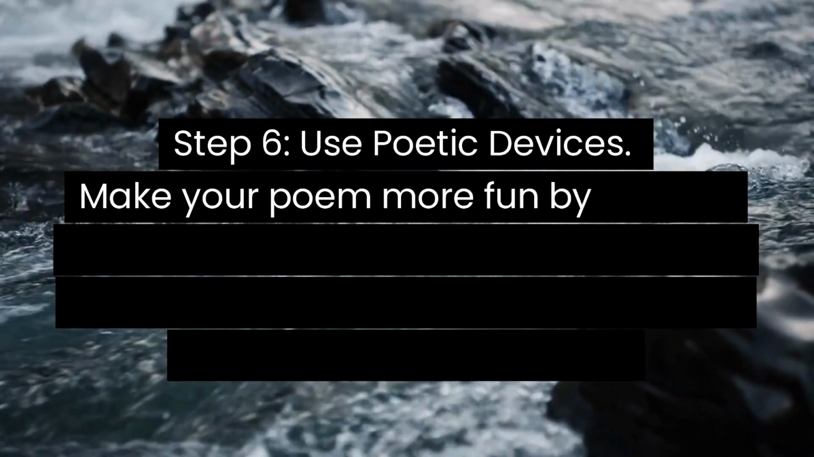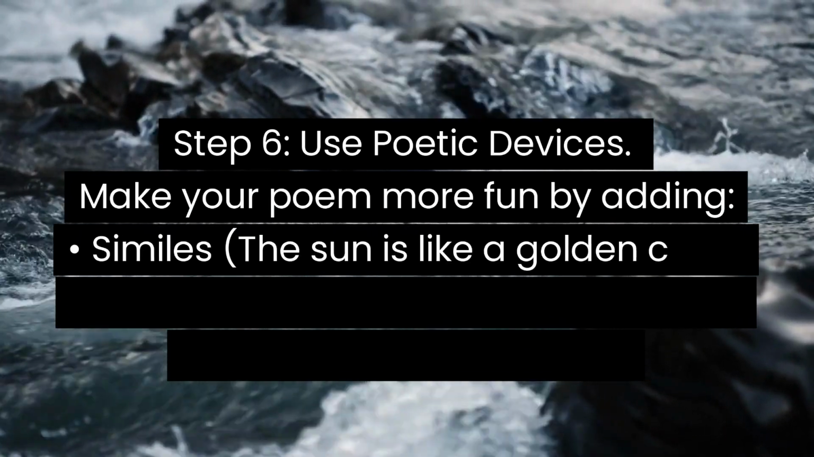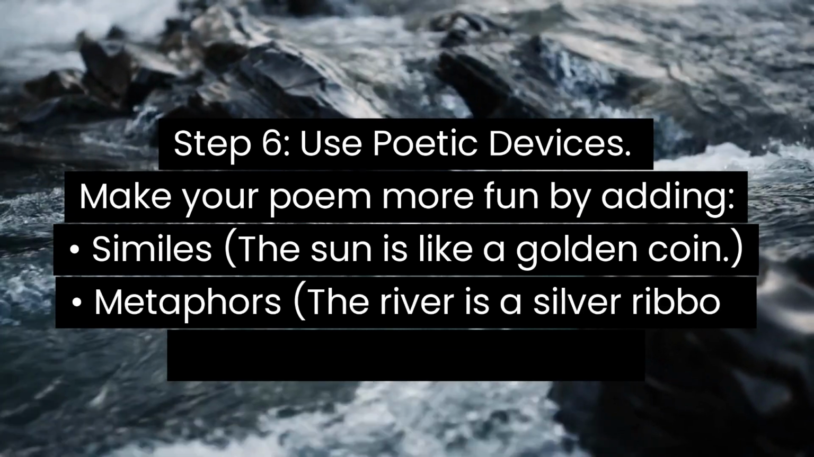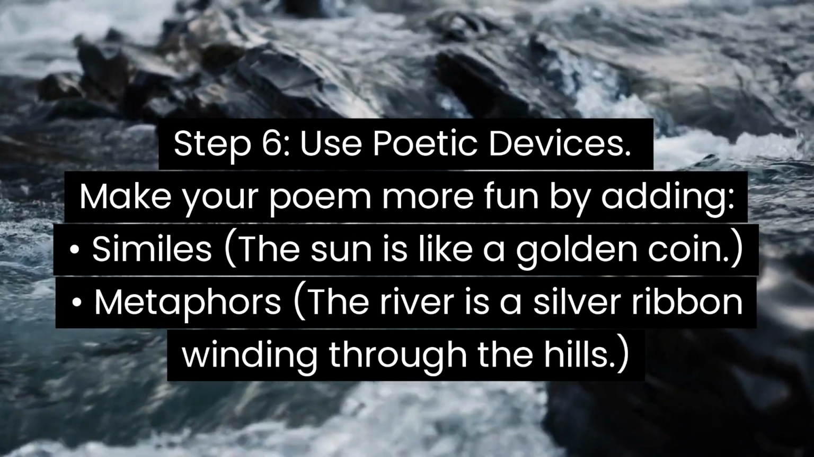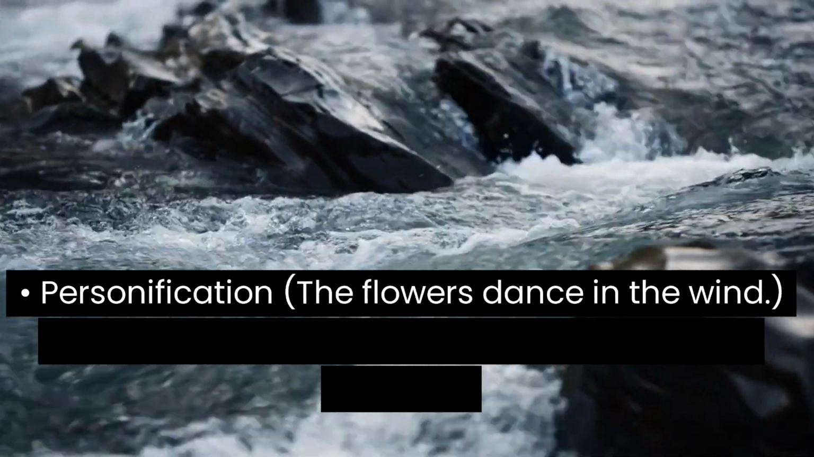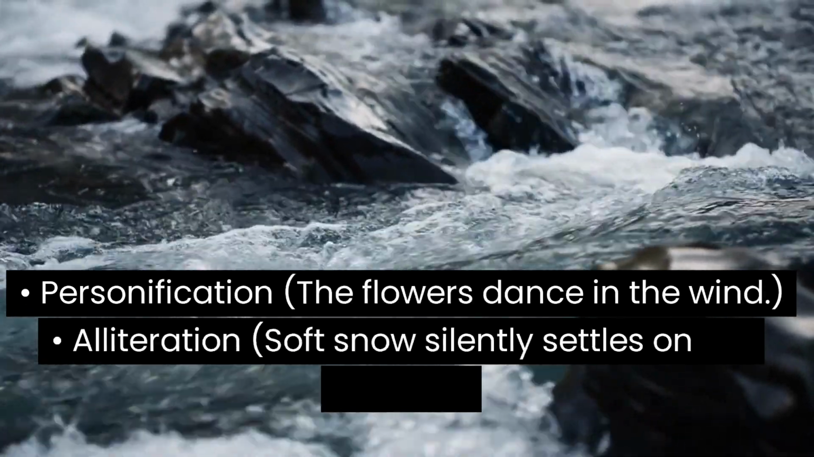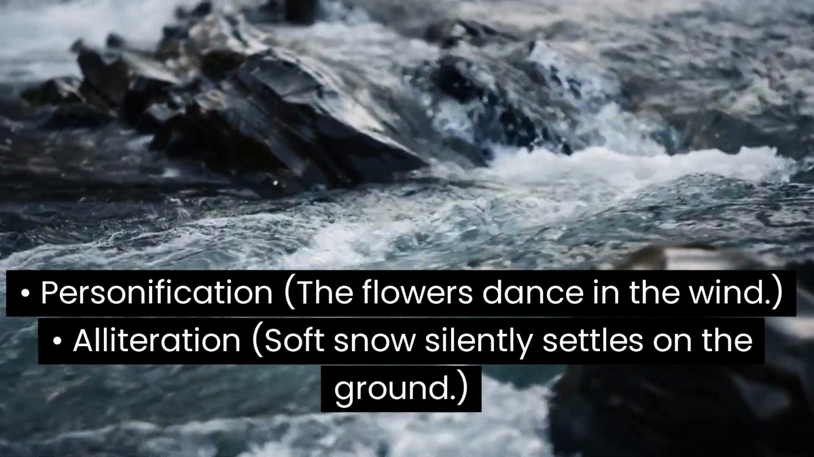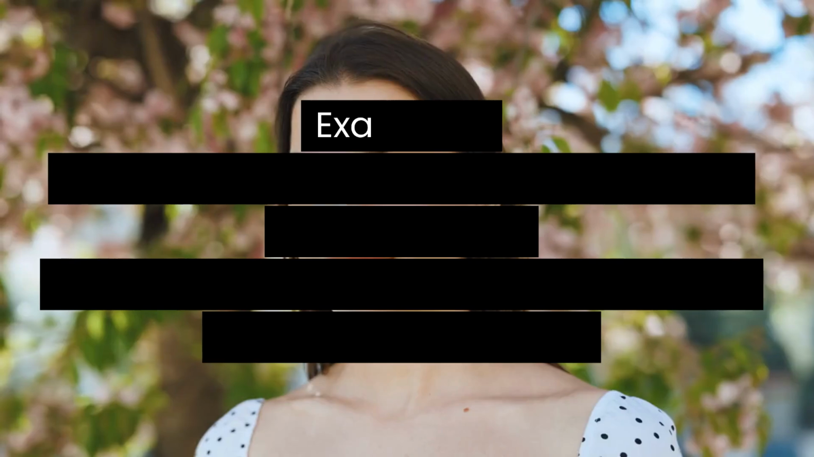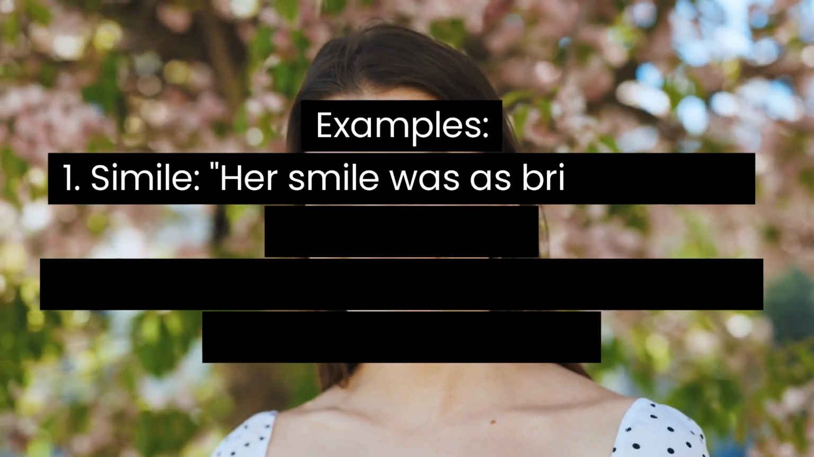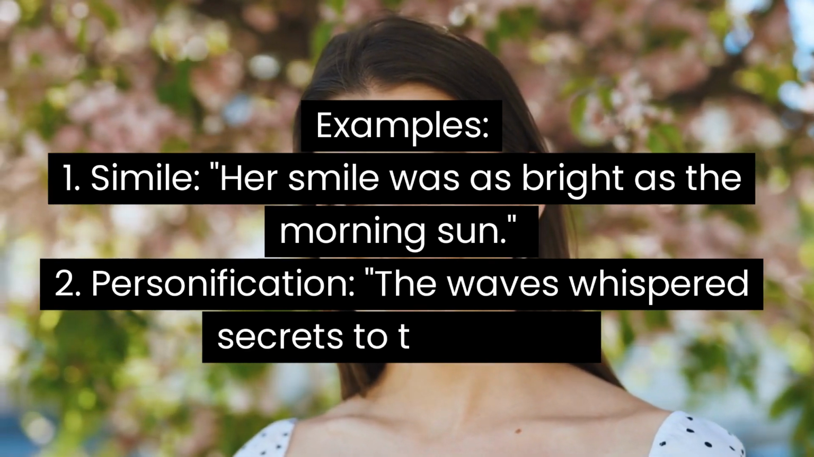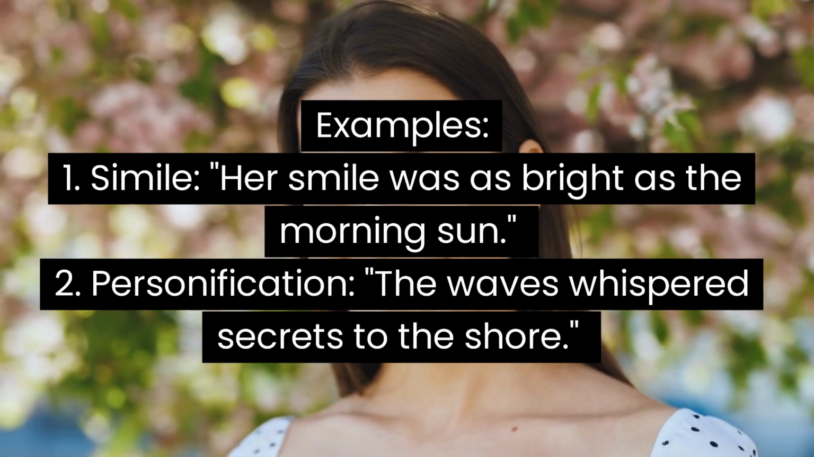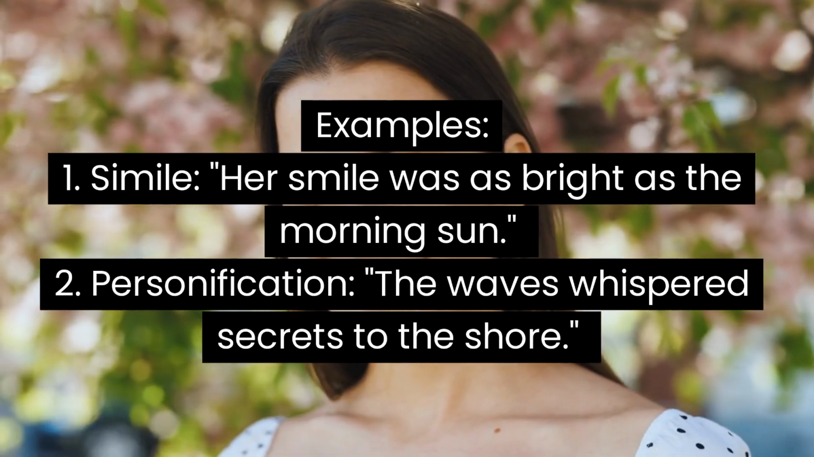Step 6. Use poetic devices. Make your poem more fun by adding similes: the sun is like a golden coin. Metaphors: the river is a silver ribbon winding through the hills. Personification: the flowers dance in the wind. Alliteration: soft snow silently settles on the ground. Examples. 1. Simile: her smile was as bright as the morning sun. 2. Personification: the waves whispered secrets to the shore.